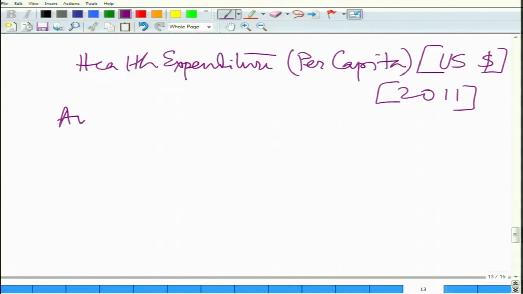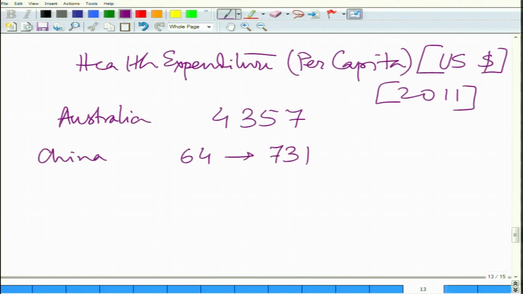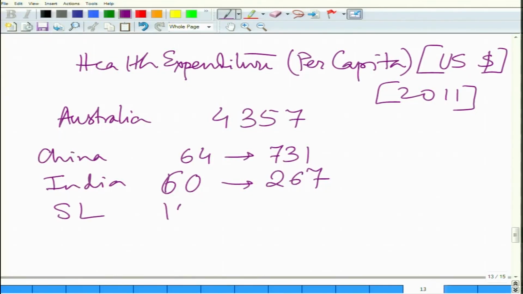So in Australia, again, it has been 4,357 in 2014. In China, it has increased from 64 to 731 US dollars per capita. In India, it has increased from 60, but at a pretty slow rate as compared to China, to 267. So we spend 267 US dollars per capita, per individual in 2014. In Sri Lanka, it has been high as compared to India. Sri Lanka has been doing pretty well in terms of their demographic and development indicators.